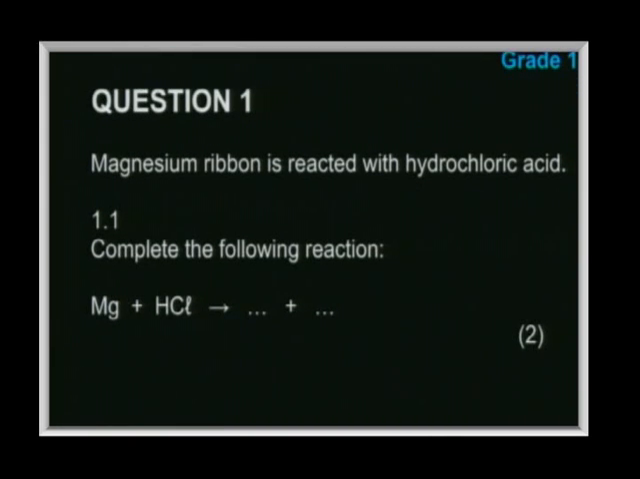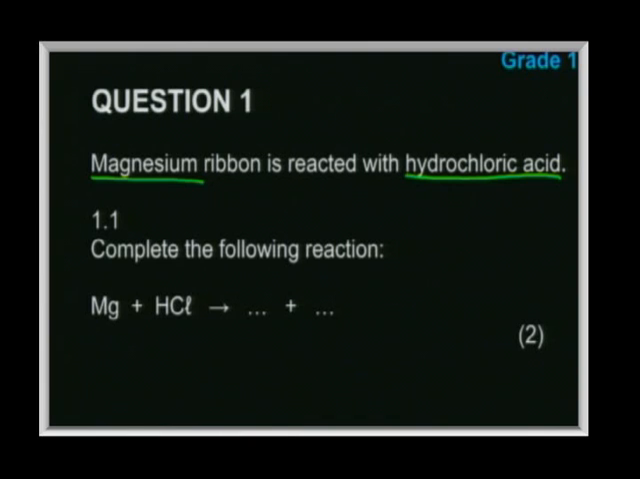From the example questions, we'll look at question 1. They tell us that a piece of magnesium ribbon is reacted with hydrochloric acid. So over here, immediately we see we've got magnesium and we've got HCl. They want us to complete the following reaction. They tell us that we've got magnesium reacting with the HCl. Now, a very simple thing occurs over here.